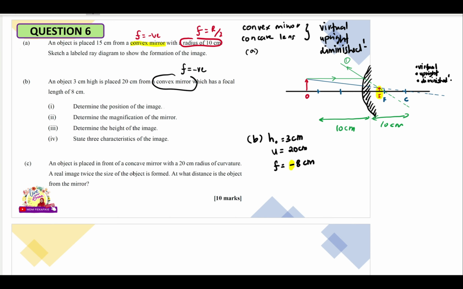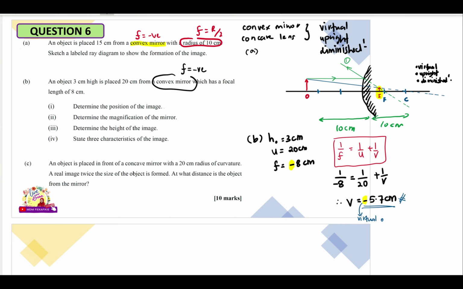Alright. So now, by using this equation, 1 over F equal to 1 over U plus 1 over V. So we substitute. 1 over F is negative 8 equal to 1 over 20 plus 1 over V. Therefore, V kita akan dapat negative 5.7 cm. Negative means that the image is virtual. Okay, ingat ini maksud dia image itu adalah virtual. Sorry, image virtual image, bukan virtual object, virtual image.